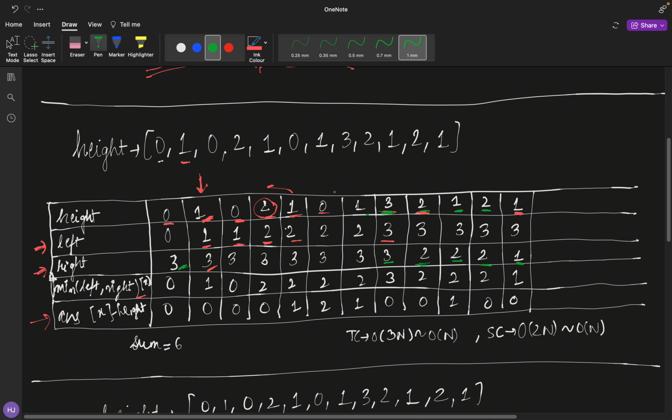Okay, so let's jump back to the formula that we derived using the brute force, which is that we have to find the minimum height amongst the left max and the right max. Both of these we can find the minimum, which is 0. Amongst these, minimum is 1, minimum is 1. I'm sorry, the minimum is 1 over here.